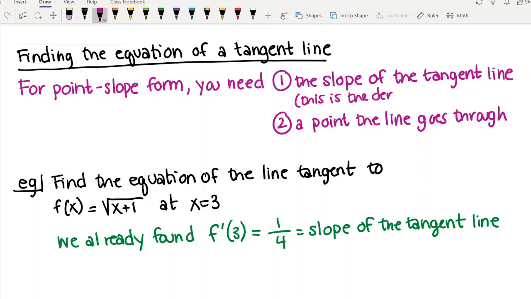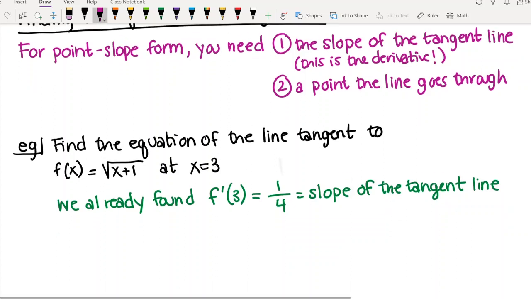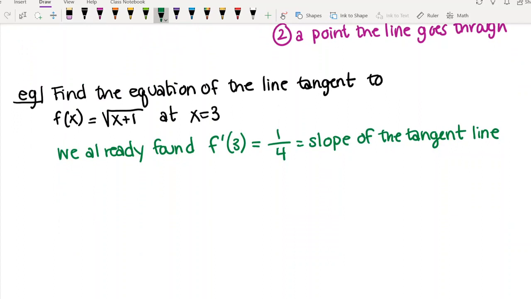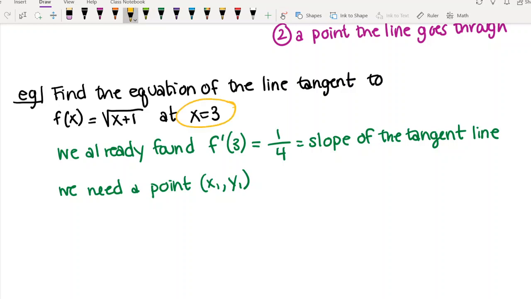So this is the derivative. And so now all we need is the point. So now we need a point x1, y1, which is going to be the point that goes into our point slope form. So we know that the tangent line goes through x is equal to 3, right?